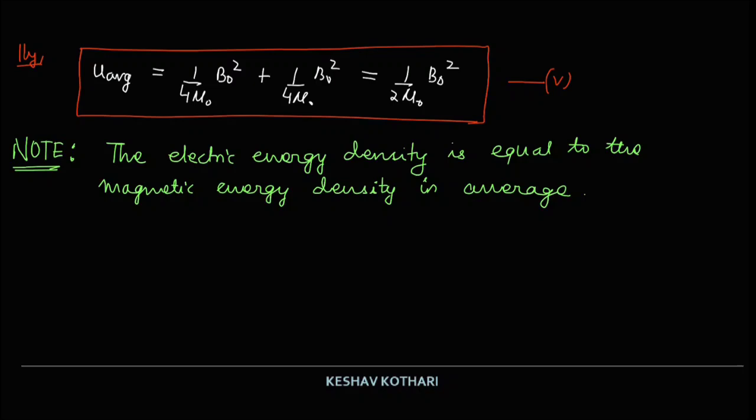So considering this, now we are calculating the intensity of an electromagnetic wave. Intensity is defined as the energy crossing per unit area per unit time perpendicular to the direction of propagation of the wave. So we define it as the energy crossing per unit area per unit time perpendicular to the direction of propagation of the wave.